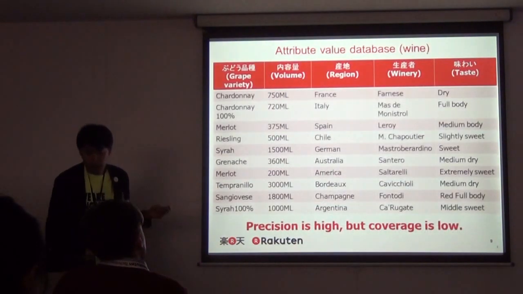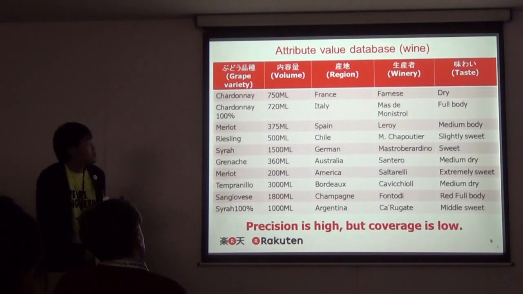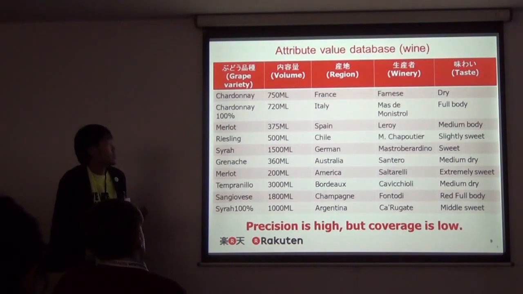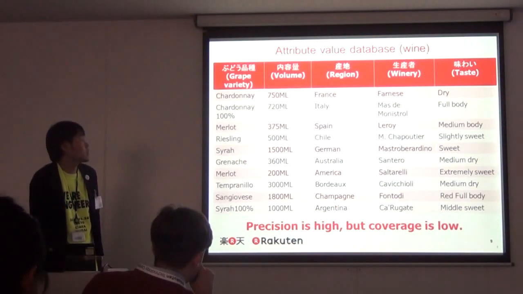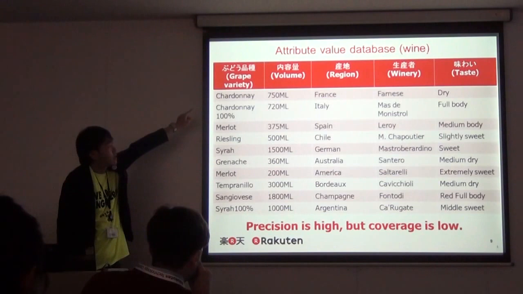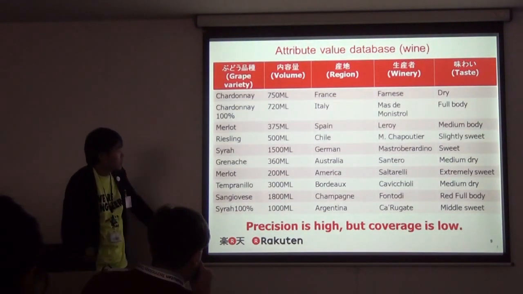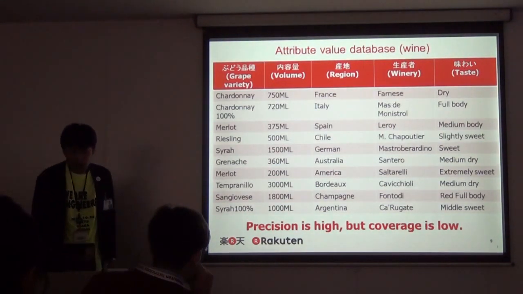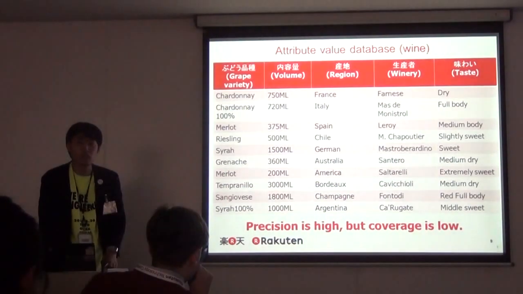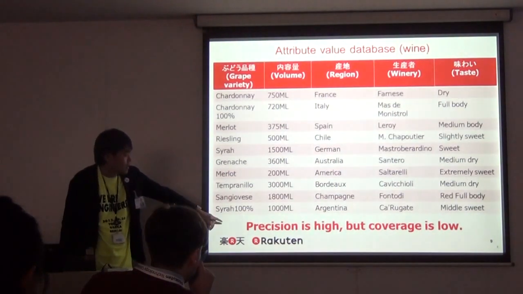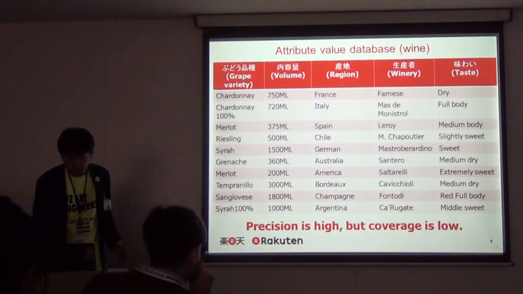So this is an automatically constructed product database for the wine category. The first line shows the attribute names, and the other lines show the attribute values. The characteristic of this database is that precision is high, but the coverage is low.